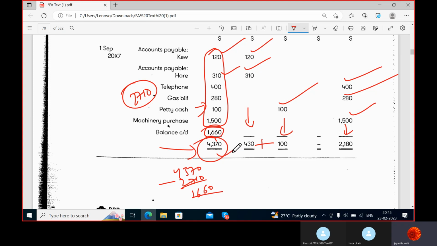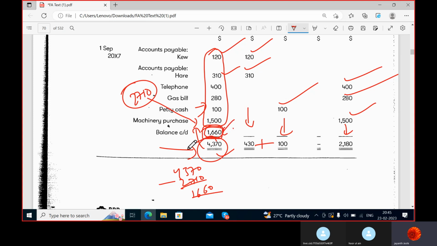Because we have to show this figure, this payment side has a shortage of 1660. That means the payment side cannot match with the receipt side because there's a difference of 1660 between them. That difference we are showing here.